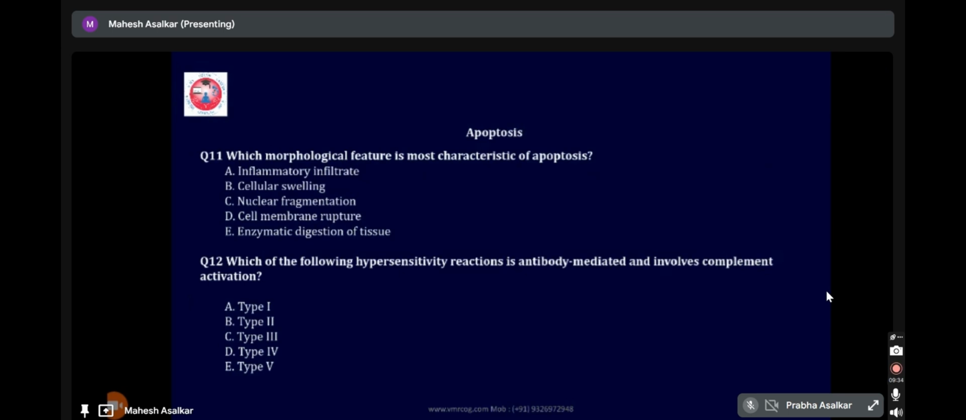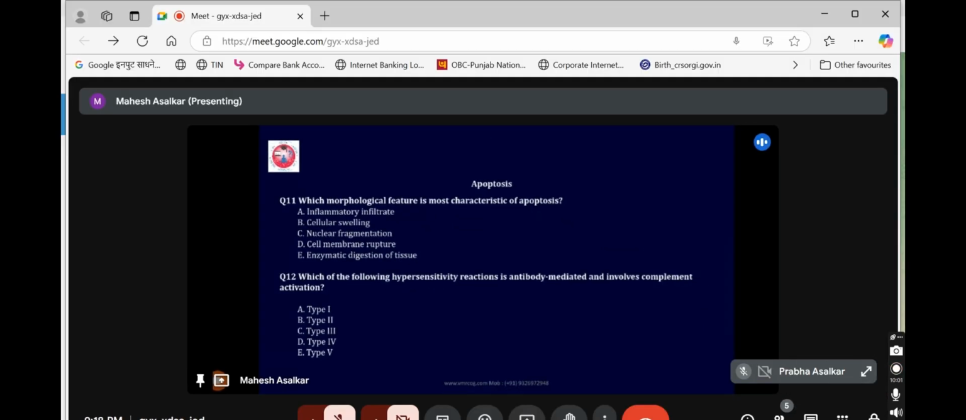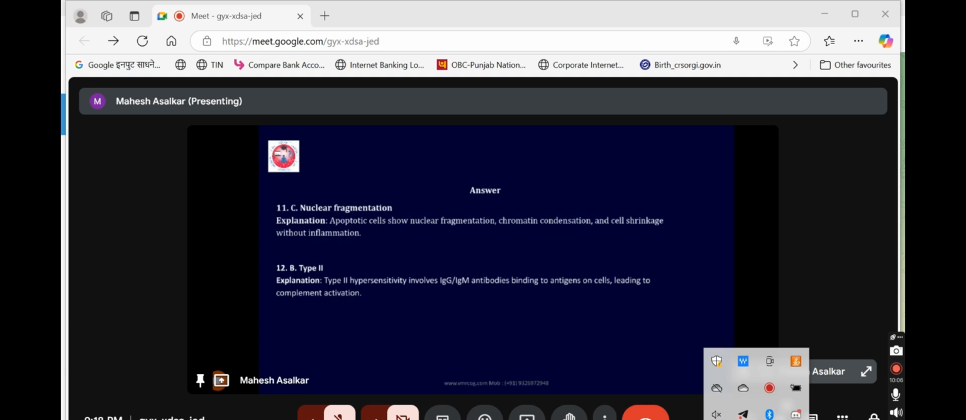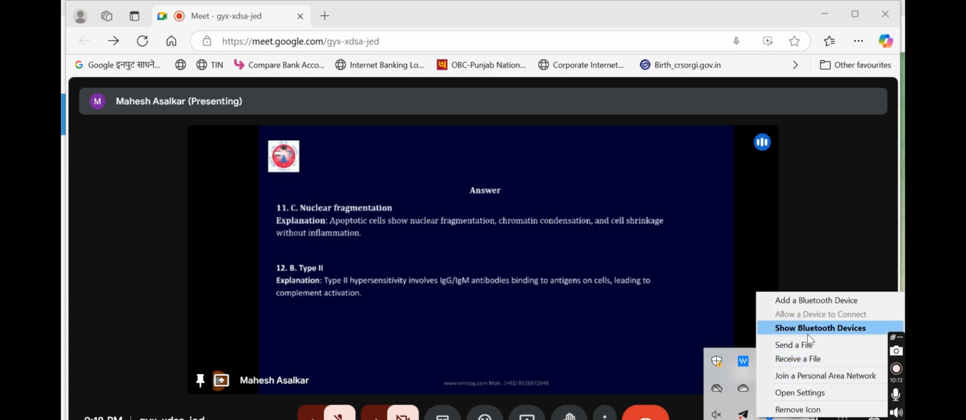Question 12. Which of the following hypersensitivity reactions is antibody mediated and involves complement activation? We have actually covered this with immunology also, but it's repeated because there are certain overlapping topics. Option A type 1, option B type 2, option C type 3, option D type 4, option E type 5. Sir, option C. Type 3. Antibody mediated and complement activation. Type 2. I will go through it again regarding question number 12.